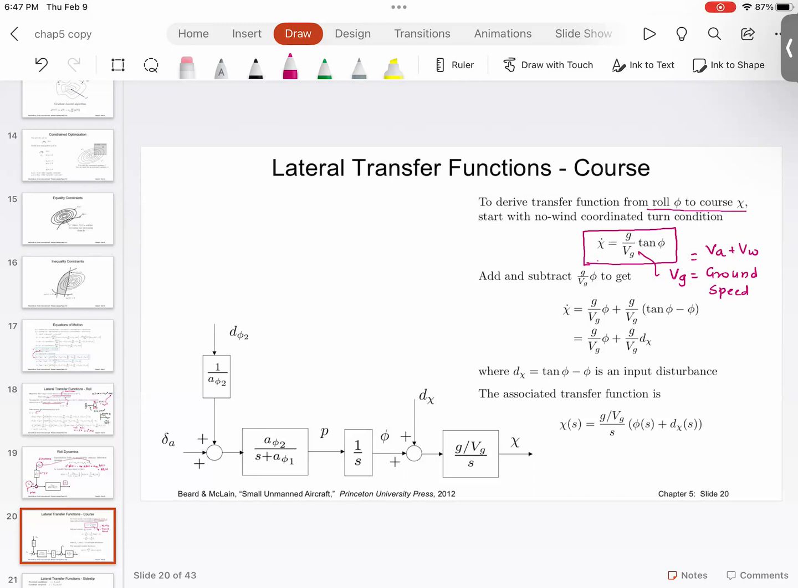Here is the problem. This tan phi, somebody will say, oh, why not I treat that tan phi as phi? That's fine. The only problem is the roll angle will not be less than 17 degrees, which means your model is not going to be accurate. Best thing, let it be as is, and then I will add and subtract. Remember, adding and subtracting the term which is linear that I can control. So now what I have done is, check this out. G over Vg phi. Everyone agrees that this is a linear term.